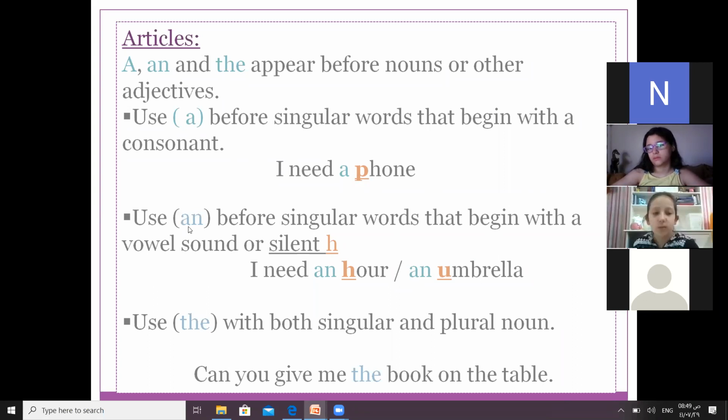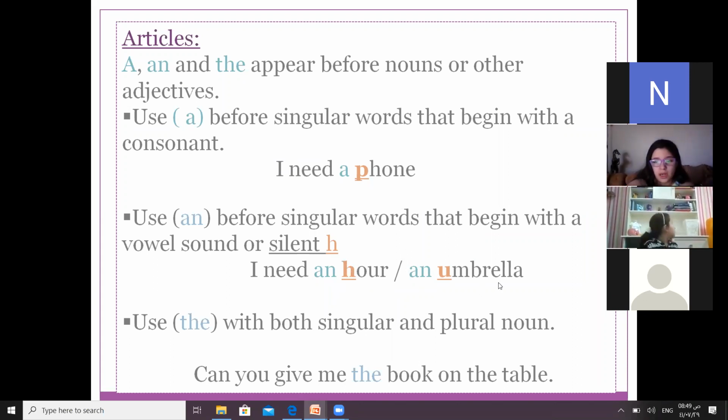Now, use an before singular words that begin with a vowel sound or silent H. Like what? I need an hour. Look here, hour. The H here is what? It is a silent H. I need an hour.